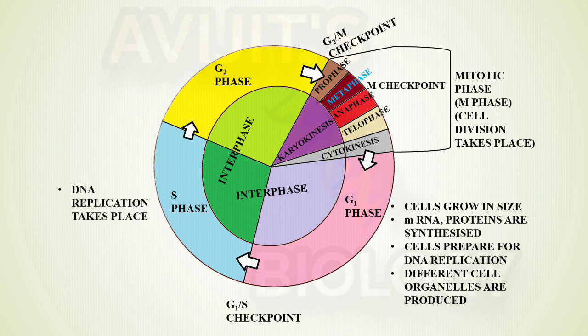Then comes the S phase or the synthesis phase, where DNA replication takes place. It means new DNA is synthesized from the older DNA. Two copies of new DNA are formed from a single DNA.